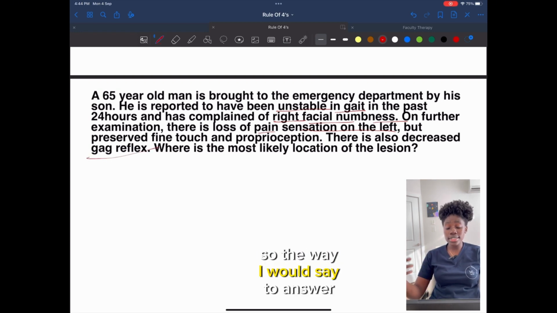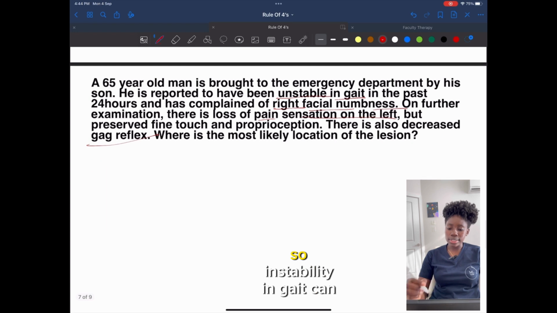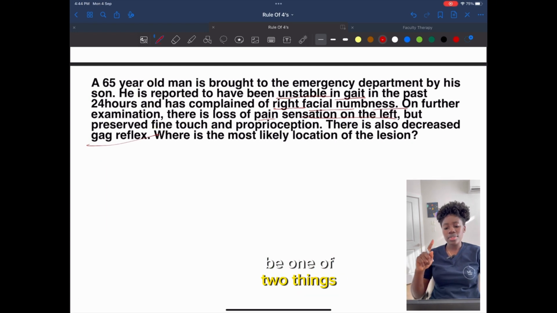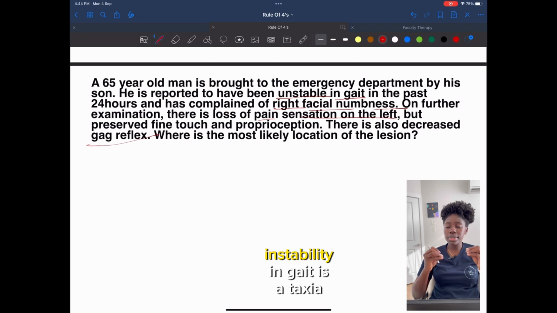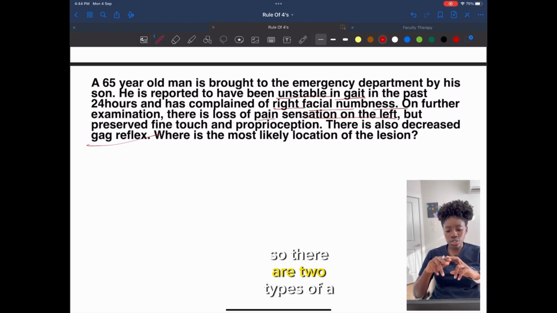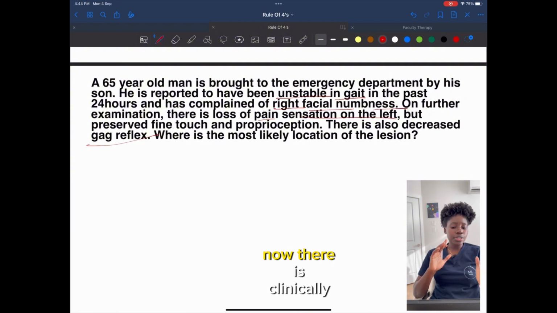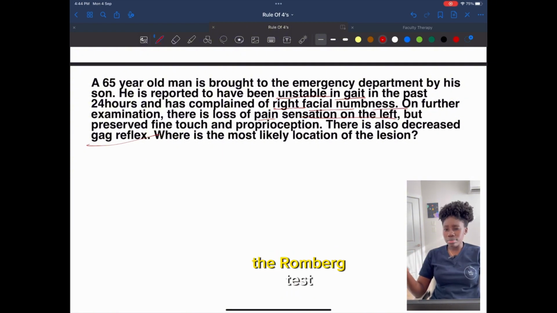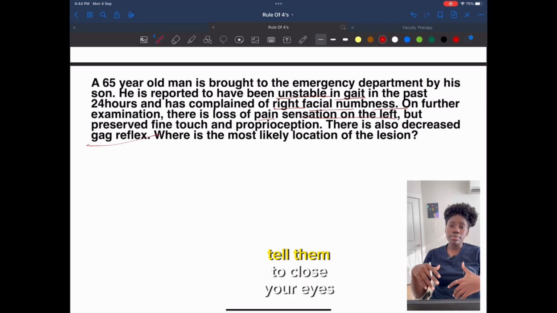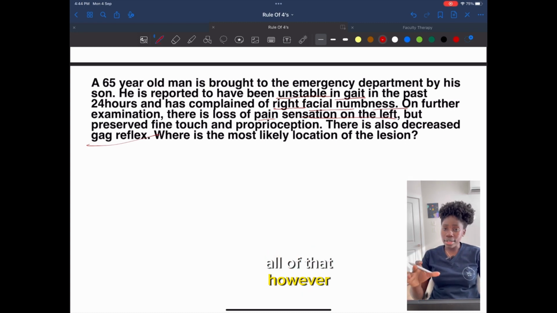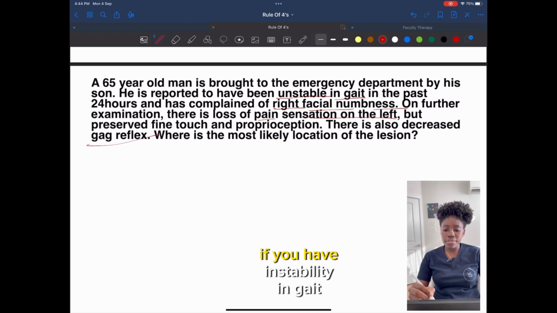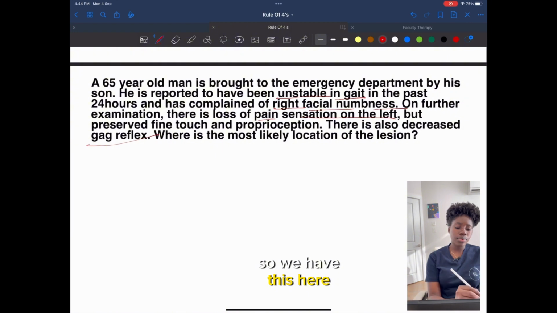The way I would say to answer the questions is to first of all make note of the symptoms that are there, right? Instability in gait can be one of two things. Instability in gait is ataxia, right? There are 2 types of ataxia: sensory ataxia and cerebellar ataxia. Clinically you differentiate that during the Romberg test, right? You tell a patient to stand, tell them to close their eyes, and all of that. However, if you're doing it just like this, if you have instability in gait that is due to a problem, so if we have this here, we have ataxia.